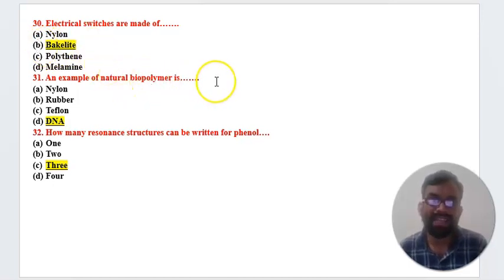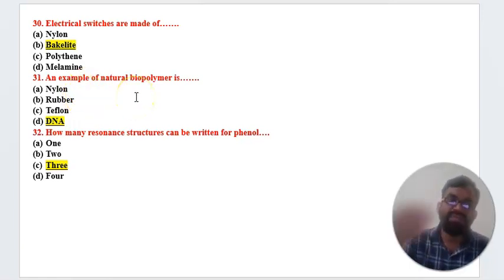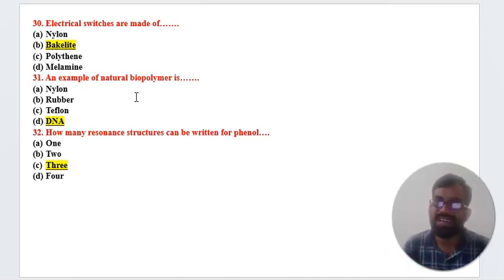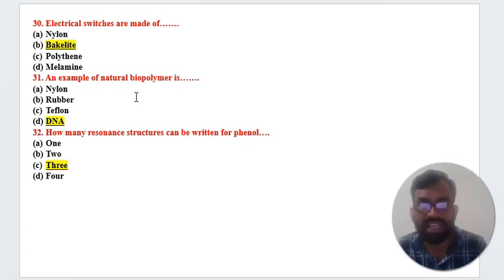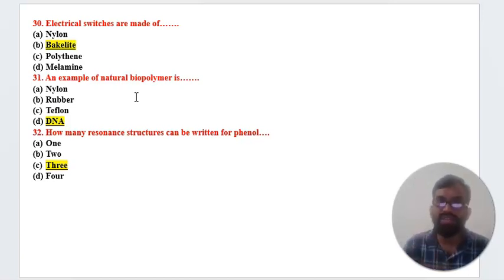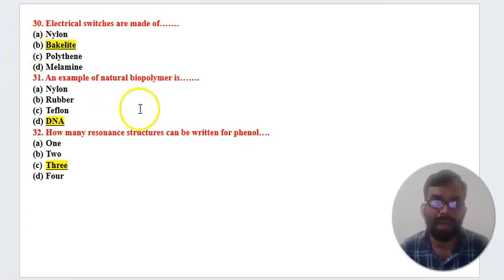Next, coming to the question: an example of a natural biopolymer is, and the options given are nylon, rubber, Teflon and DNA. Which one is the right answer, you can find out. The right answer is DNA, deoxyribonucleic acid. Out of these, 3 are artificial polymers, but DNA is the only natural biopolymer.